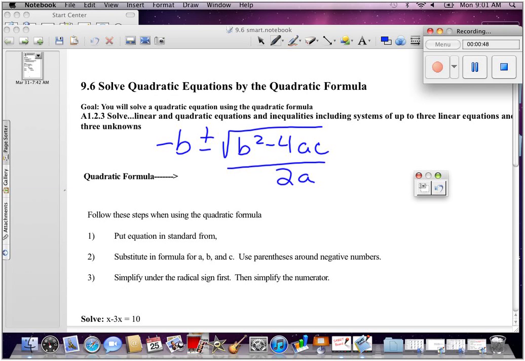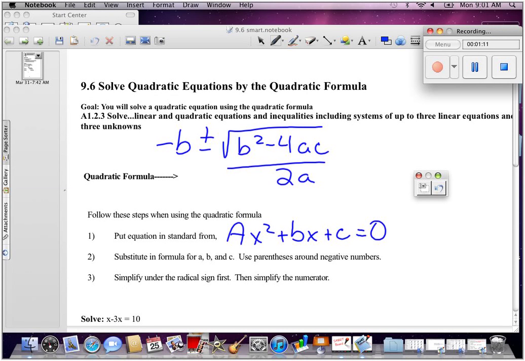You're first going to put it in standard form. What is standard form again? How does it look? It's ax squared plus bx plus c equals 0. That's the key ingredient there. It has to equal 0. Nothing can be on the right-hand side of that equation. If it is, you better get rid of it.